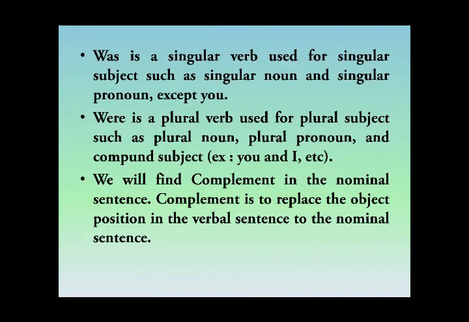Was is a singular verb used for singular subject, such as singular noun and singular pronoun, except you. Were is a plural verb used for plural subject, such as plural noun, plural pronoun, and compound subject. For example, you and I.